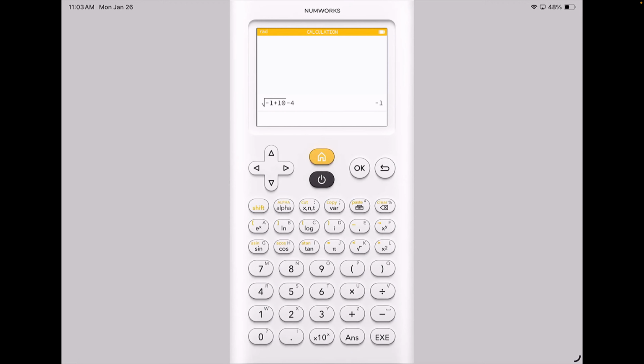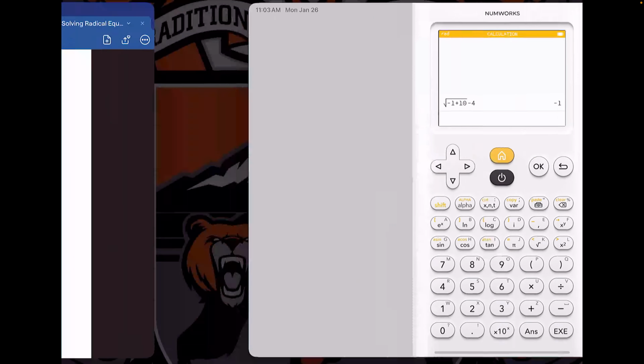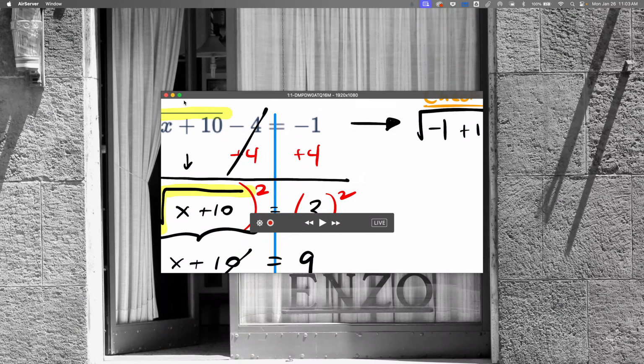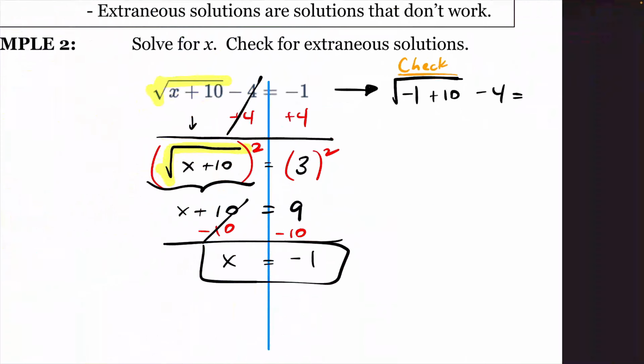Is that the same answer I got on the paper? Does it equal -1? On the notes in the question, was it equal to -1? Yeah. It equals -1, so that means it's a true statement. We're good. So this answer is not extraneous. It's an answer that we're definitely going to use. Okay? Done. Okay, so let's go to example number 3 on the back.